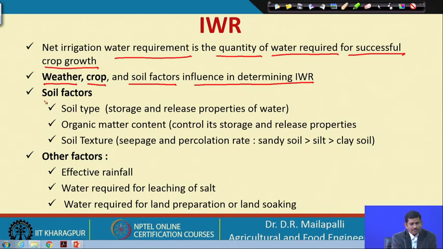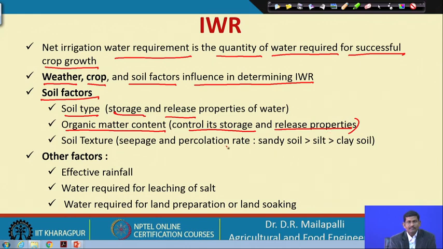Here, for example, soil factors. Soil type determines the storage and release properties of water. If you have sandy soil, fine textured soil, or sandy loam soils, the storage and releasing properties definitely influence the irrigation water requirement. The organic matter content controls storage and release properties. If you have a lot of organic matter content, it holds the water, and you may need to give less water as irrigation, because water is already present in the soil.